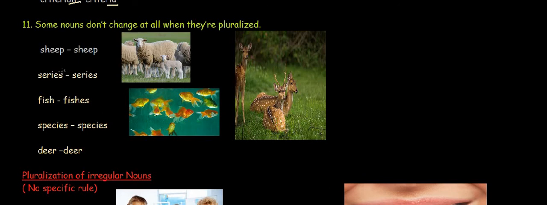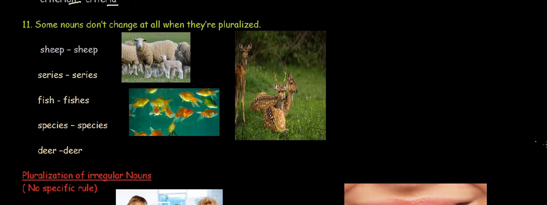Series. Singular noun is series. Plural noun is series. Fish. Singular noun is fish. Plural noun is fish. Species. Singular noun is species. Plural noun is species. Deer. Singular it's also deer. Plural it's also deer.